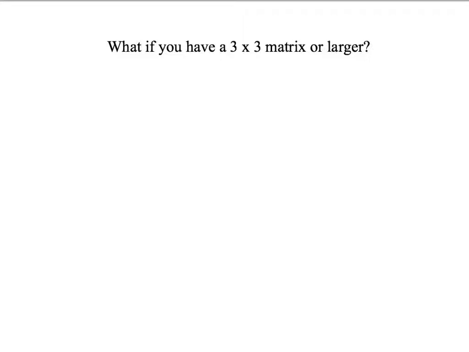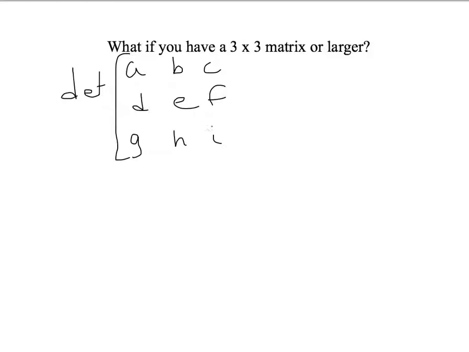So finding the determinant for a 2 by 2 matrix is pretty straightforward. However, what do you do if you have a 3 by 3 matrix? Well, I'll show you. If I have the determinant of A, B, C, D, E, F, G, H, I, how do I find the determinant? First thing I want to do is make 2 more columns, repeating the first 2 columns. A, D, G, B, E, H.